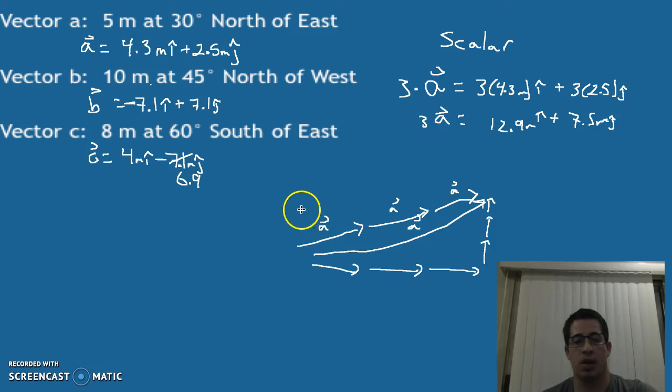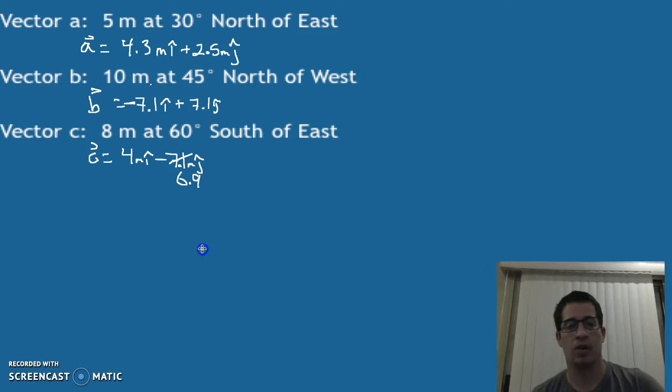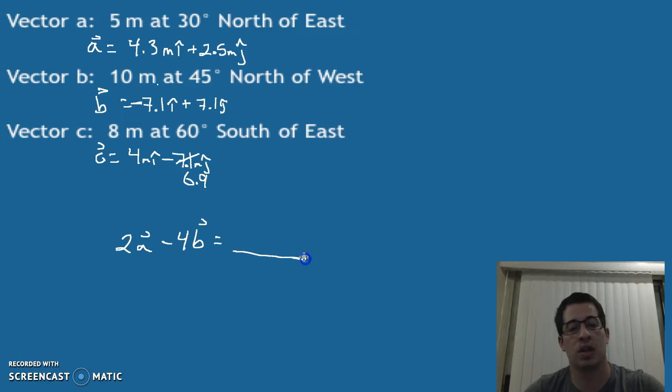Okay, and then you can combine them together too. The last thing we're going to do here is a fairly complex vector addition problem in which we combine vectors A and B. We're not just going to add them, we're going to find 2A minus 4B. And I want to know what that result is in magnitude direction notation. That's a whole lot, but I'm going to walk you through it step by step.